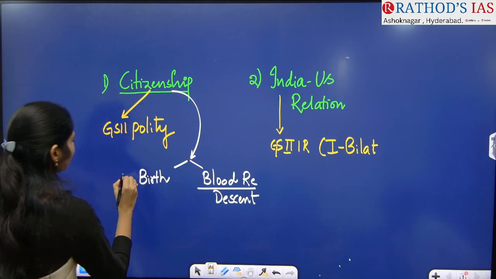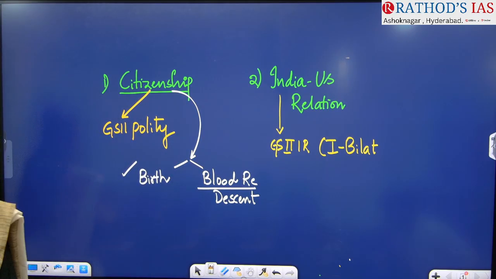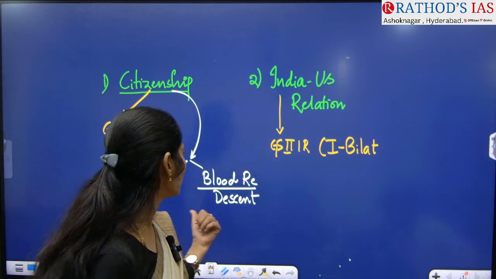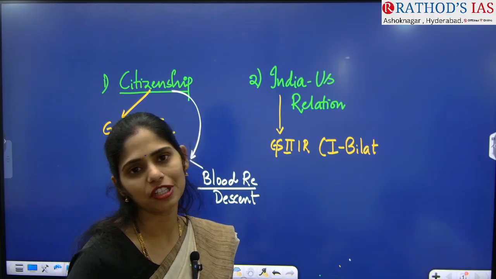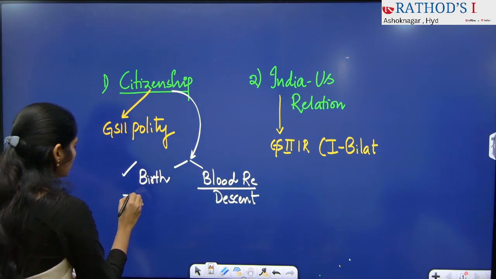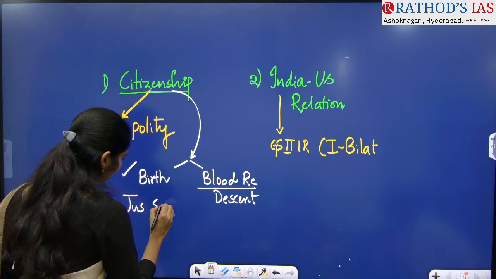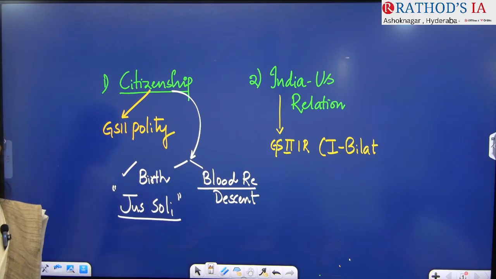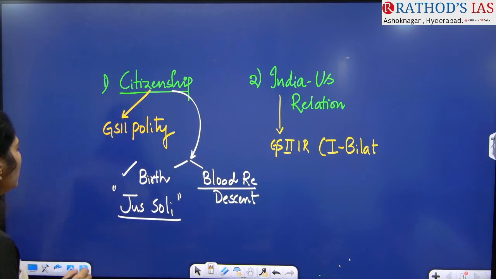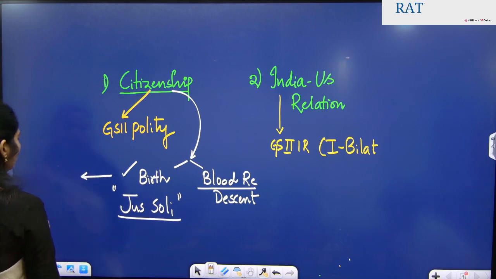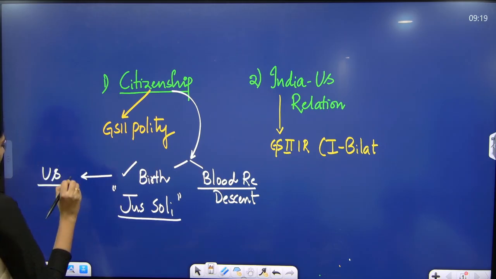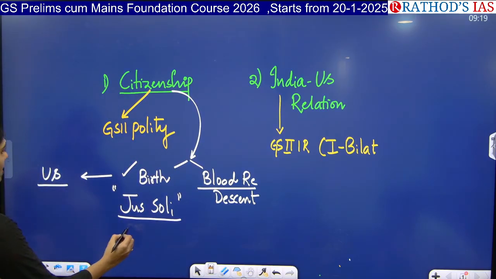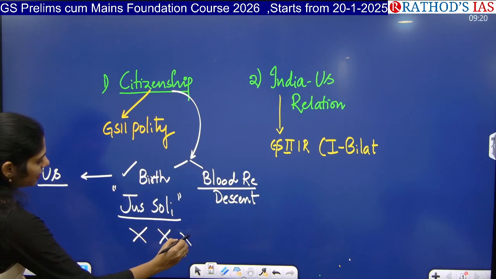Normally the US follows this phenomenon of giving citizenship based on birth. That means if you are born in the USA, that leads to getting US citizenship. This concept is called jus soli, that means you will get citizenship based on birthplace. Now why is it in news? Because US President Trump took charge and signed an executive order cancelling this citizenship by birth.